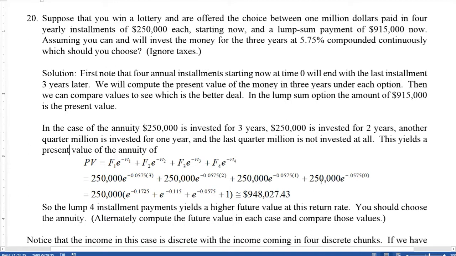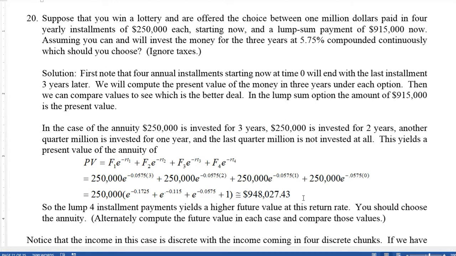This one at the end is actually $250,000, the money you get today. The next one that you're going to get a year from now, you could have gotten whatever the present value of that is, and it's going to be invested for 1 year. What we get 2 years from now could have been gotten now and invested for 2 years, and so forth. They all have $250,000, so I'm going to factor that out front, use the distributive property, and then multiply out these exponents. I did this on my calculator and got $948,027.43. Now that's a present value.